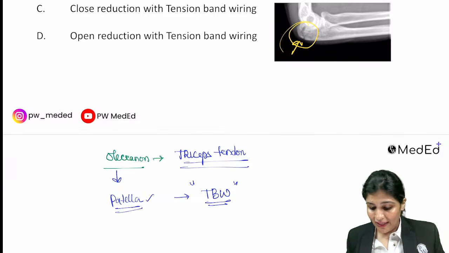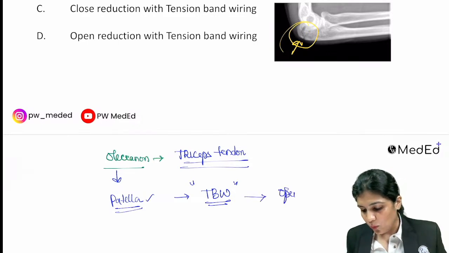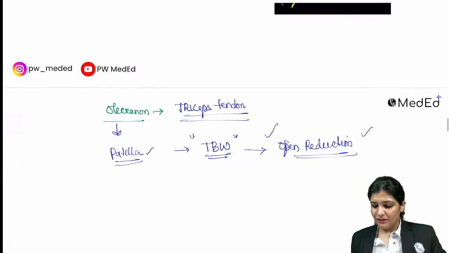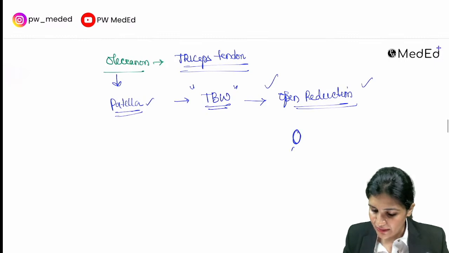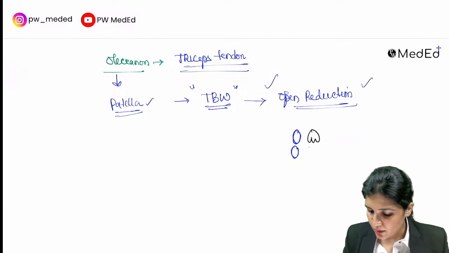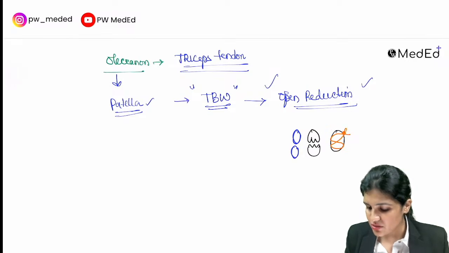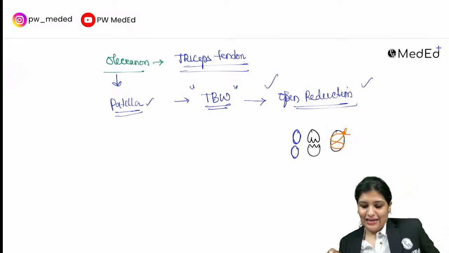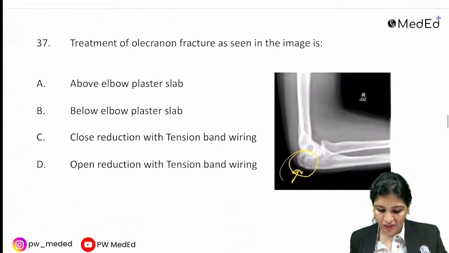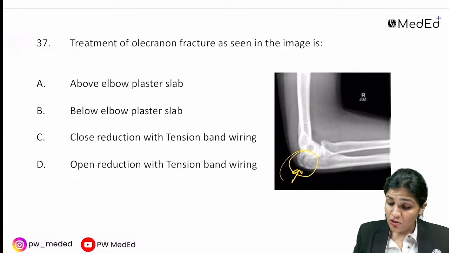Tension band wiring is usually done as an open reduction procedure. You can't do a closed reduction TBW. TBW is nothing but you take two fragments like this and then you join them. So there are two fragments, right? The upper fragment in case of patella, and then you join it and fix it in the figure of 8. For this you need to open the bone and then attach it, similarly like the olecranon. So it is always open reduction with tension band wiring, so that will eliminate this option.